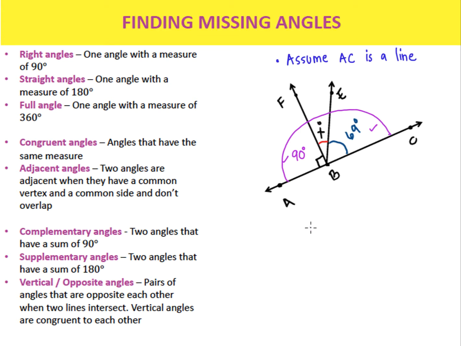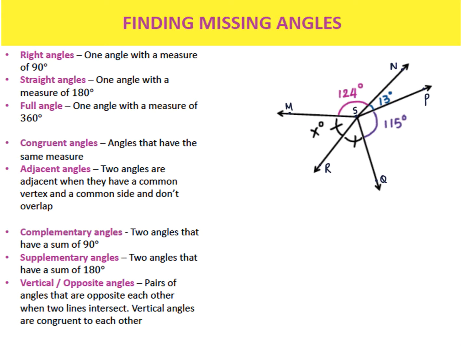So let's write down an equation that represents that information. So we have 90 plus 69 plus x equals 180. And 90 plus 69 is 159. So 159 plus x equals 180. And if I take away 159 from both sides, I will have x equals 21. So the measure of angle FBE equals 21 degrees.